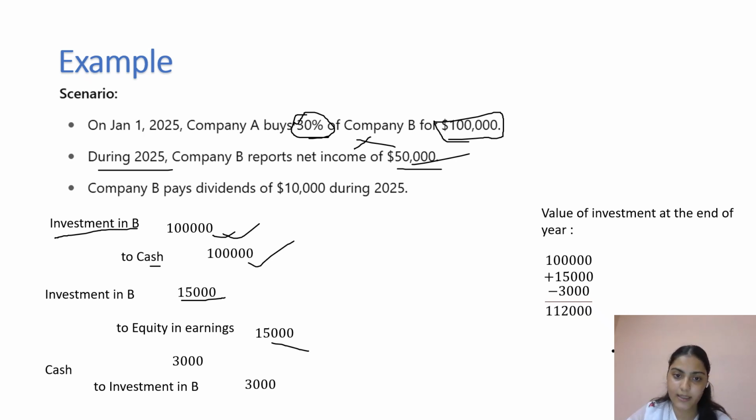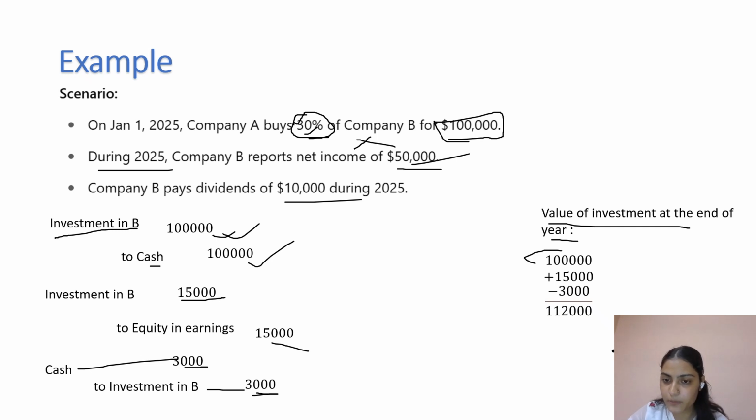Next is dividend. They have declared $10,000 of dividend. So what is my share in that? 30%. 10,000 into 30% is 3,000. So cash, I have received cash, to investment, which I'm reducing because of dividend. Okay. Now, what is the value of this investment at the end of the year? So at the beginning it was 100K. I've added net income share of 15,000 and I have reduced 3,000 of dividend. So that should come down to 112,000 of net investment at the end of the year.